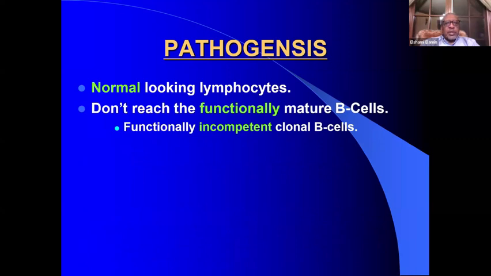They are characterized by the fact that they do not reach functionally normal B cells. So they're functionally incompetent clonal B cells. Clonal, we said either kappa or lambda restricted.